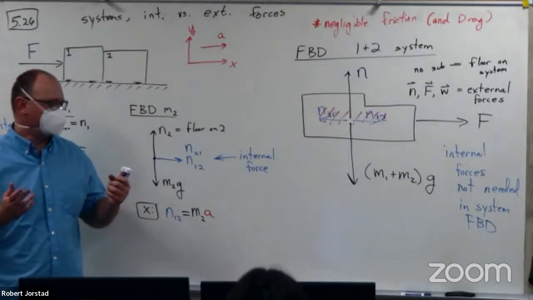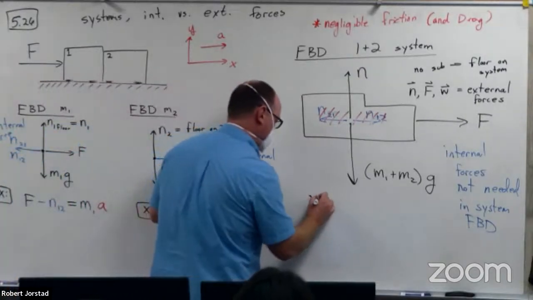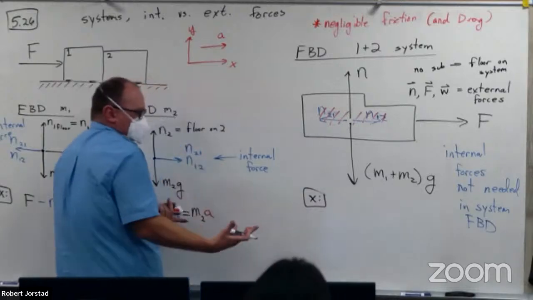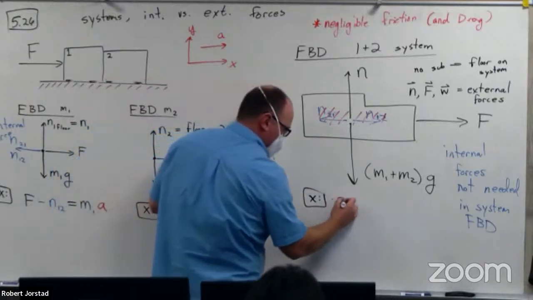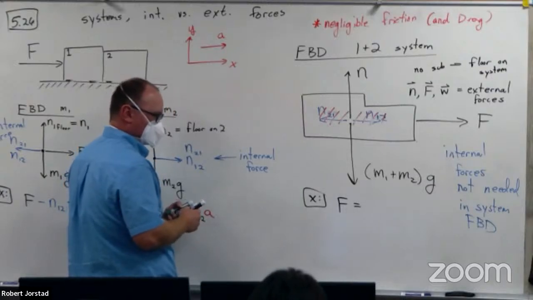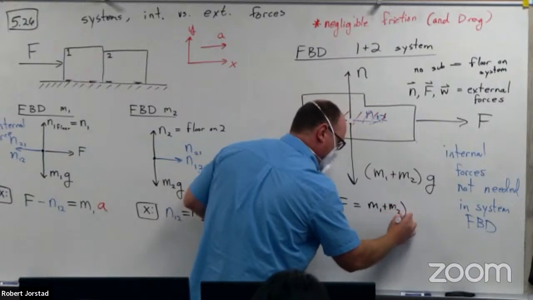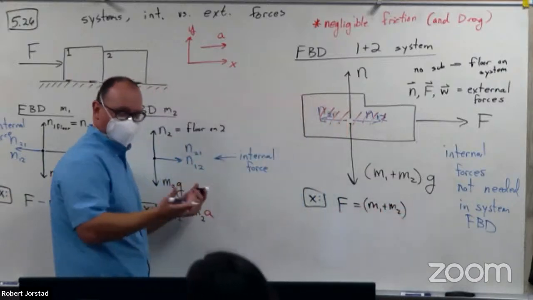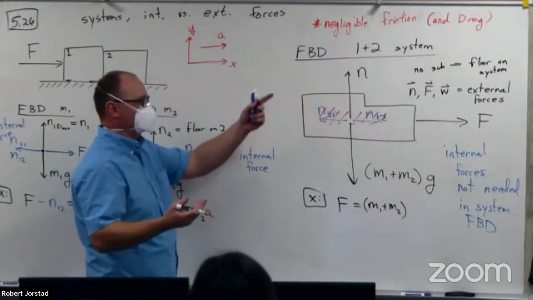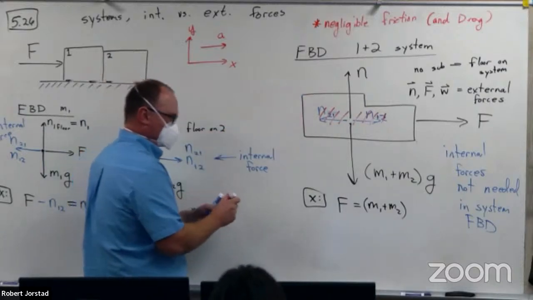So let me ask you this. What's the force equation in the X for this one? F equals what? Which M? M total, M1, 2, whatever. Notice it's crucial that when you're doing F equals MA, you use the mass of the object in your FBD. In this case, the total mass.